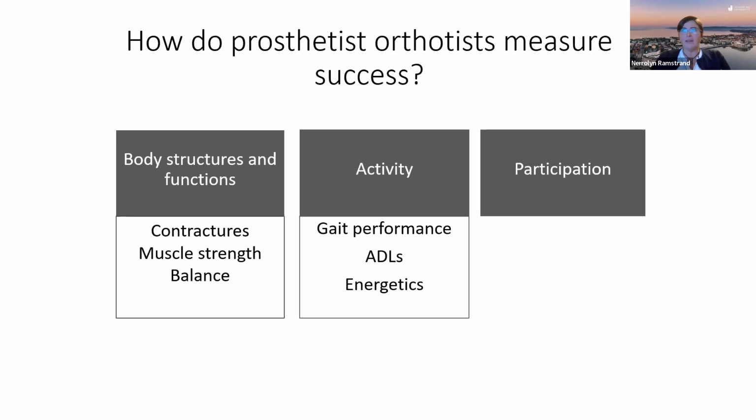Where I think we fall down is in the participation domain of the ICF. And I like to think that prosthetic and orthotic devices have a profound influence on all of these domains of the ICF. I think showing the benefit for body structure and function is easy. I think showing benefit for activity is relatively easy, but I think we've been quite poor at demonstrating benefits in terms of participation. And when I think about it, it's not odd, it's not easy to measure participation.